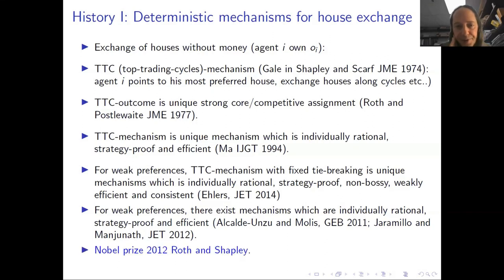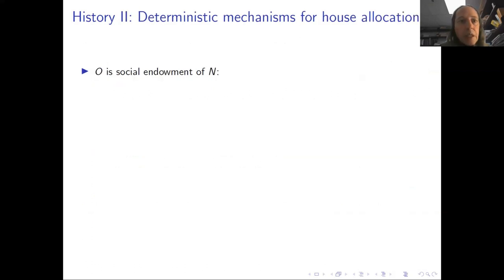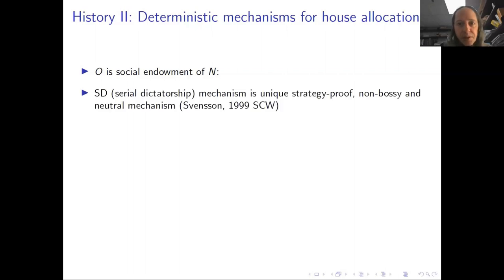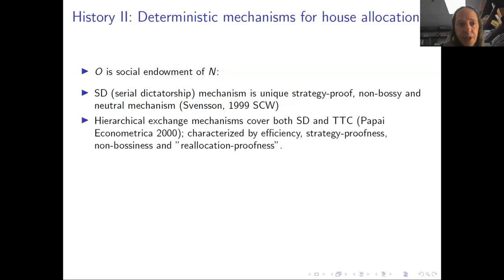And okay, it's also discussed in detail in the Nobel Prize by Roth and Shapley, this model of exchanging objects. I mean, over the past 25 years, you could view this not where you have individual endowments, but you have a social endowment. So the set of objects, the social endowment, is more like in this talk, and serial dictatorship has been characterized by Svensson, in terms of strategy-proofness, non-bossiness, and neutrality.